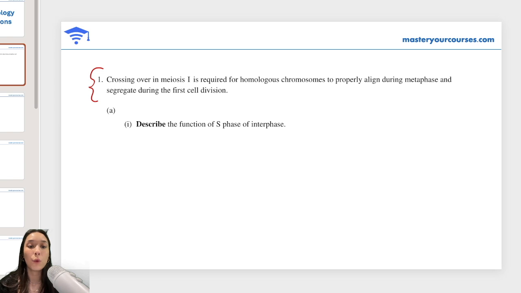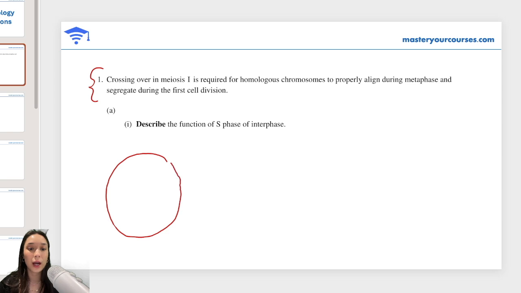Now, A number 1 says, describe the function of the S phase in interphase. Now, this is a very straightforward question. There's no tricks in this. This is just general knowledge. So this is talking about your stages of the cell cycle when you're looking at not just meiosis, but the entire cell cycle. So I'll draw a diagram and I'll tell you guys what you should put.